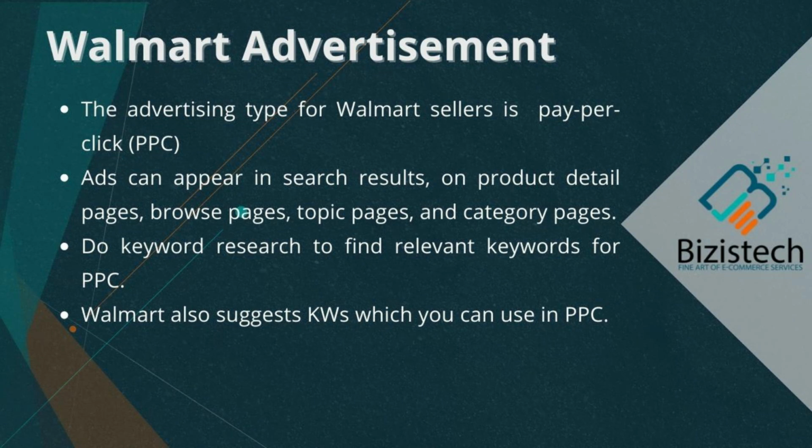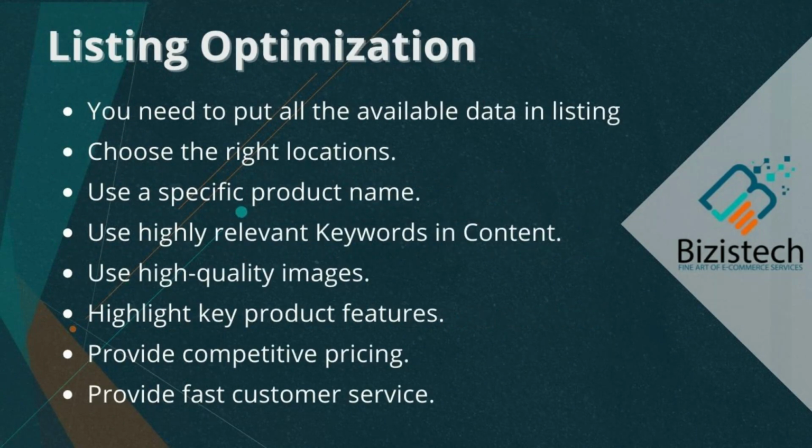Walmart advertisement: the main advertisement type for Walmart sellers is pay per click, PPC, same as Amazon. You will only pay when a buyer clicks on your ad. Ads can appear in search results, detail pages, browse pages, topic pages, and category pages. We need keyword research to find relevant keywords for PPC. You can also use the keywords that Walmart suggests to us.